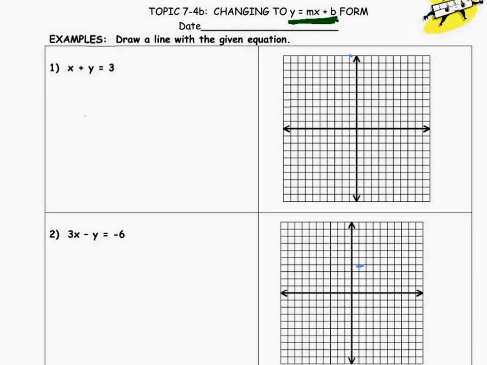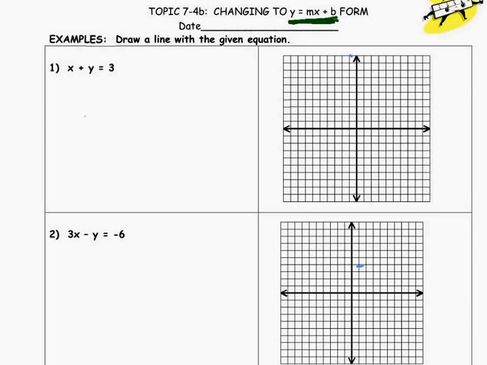So when you're given an example like number 1, the first thing you're going to need to do is make sure that it's in y equals mx plus b form. Because this equation that you're given has a y that is not by itself, I can't figure out what my slope is, and I can't figure out what my y-intercept is. So I'm going to do some algebra to solve and get this y by itself.